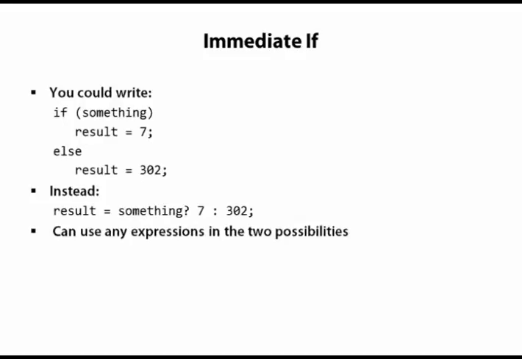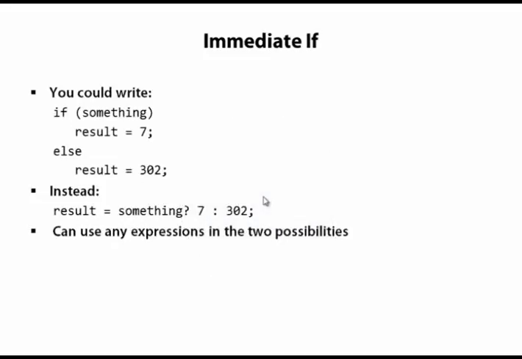There's no constraints on what you can put in there. You could say 7, but you could also call some big long function. You can say 302, but you could again call some big long function. You have calculations, whatever you want. As a best practice, it's more readable if at least one of them is just a simple literal, but you can use the same kinds of things that you could use if you wrote it out the long way. It's simply a matter of syntax.